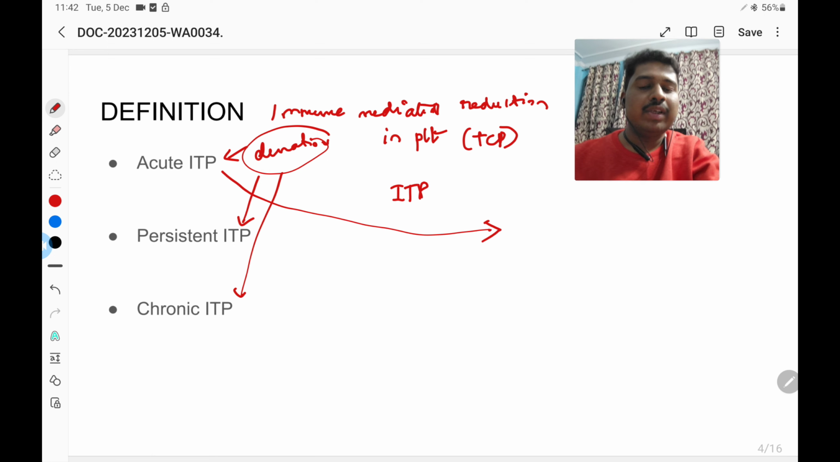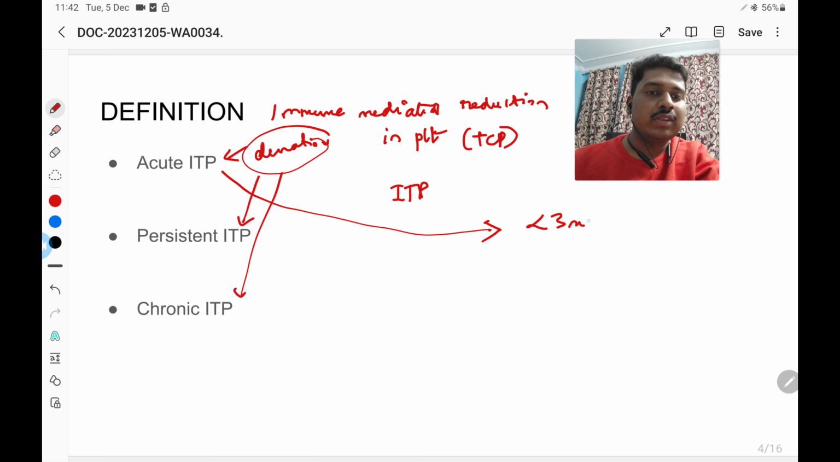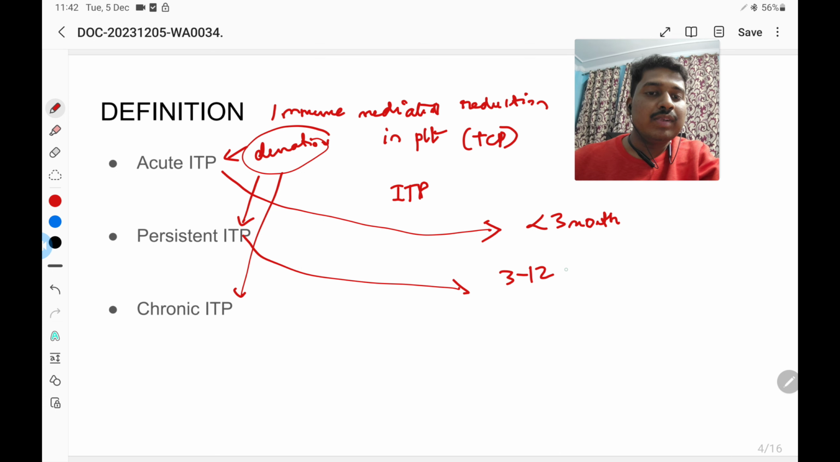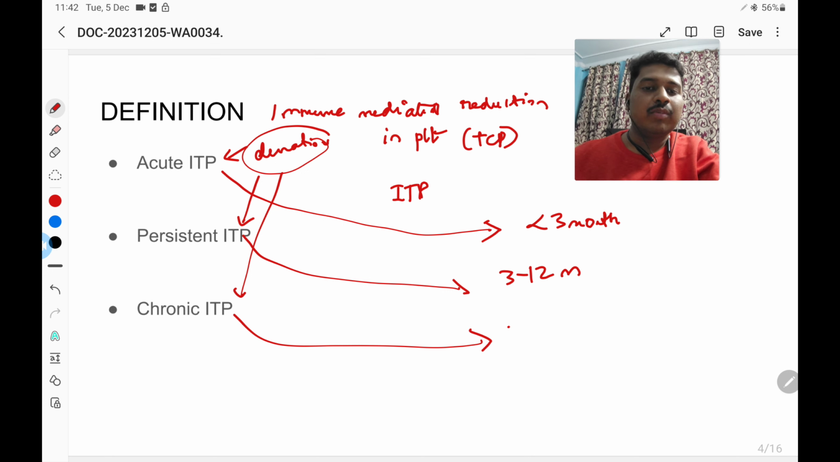Acute ITP is for a duration of less than 3 months. Symptoms have started for less than 3 months, and persistent ITP is between 3 to 12 months, and chronic ITP is for more than 12 months. Simple, right? First we'll write a definition. Immune mediated destruction of platelets or immune mediated reduction in number of platelets or immune mediated thrombocytopenia is called ITP, and based on duration we are classifying it as acute, persistent, chronic: less than 3 months, 3 to 12 months, more than 12 months. Fine. This will cover a quarter of the page or half of the page.